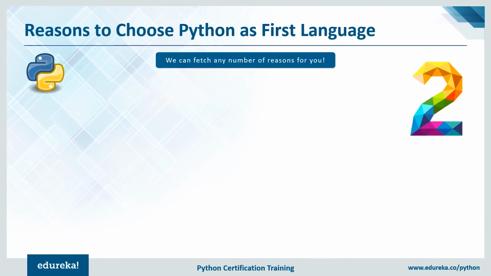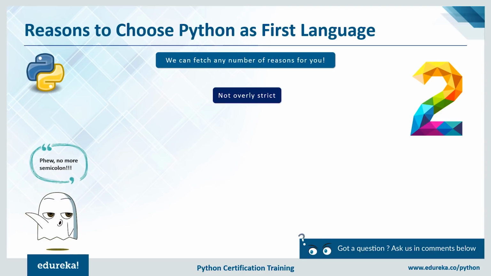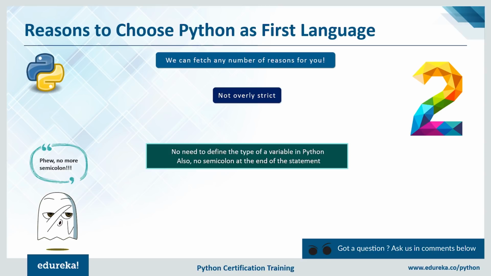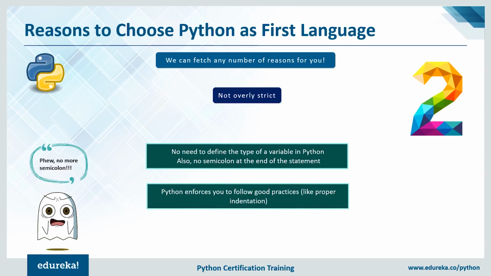So moving on to the next big reason. So guys, you don't need to define the type of a variable in Python. Also, it is unnecessary to add a semicolon at the end of the statement as well. So Python basically enforces you to follow good practices like proper indentation, for example. These smaller things can make learning so much easier for beginners, in my personal opinion, guys.